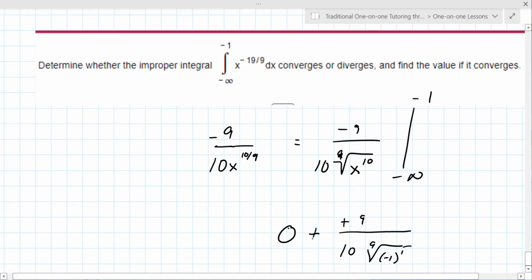So these positives and negatives cancel to positive, because you're raising -10 to the power of 10, that's positive. The 9th root of 1 is 1. It just becomes 9/10.